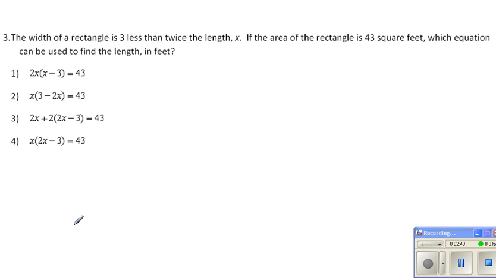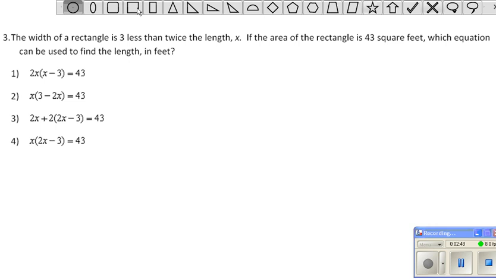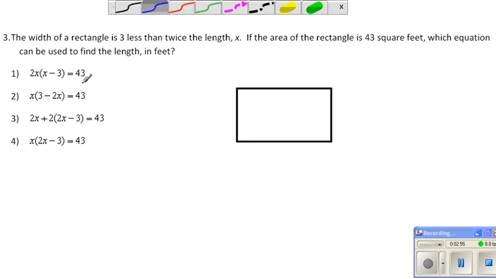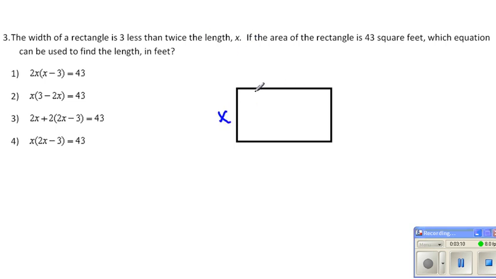Alright, next question. Now, in this case, we gotta have the rectangle. So let us make one rectangle right here. Now, it says the width of the rectangle is 3 less than twice the length. So, basically twice the length, x. So if we call this one as length x, then width will be 3 less than. Notice this 3 will be on the back of the expression, twice the length, which is 2x.